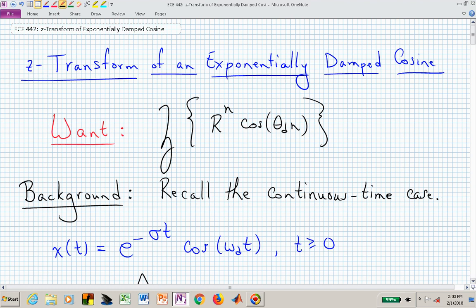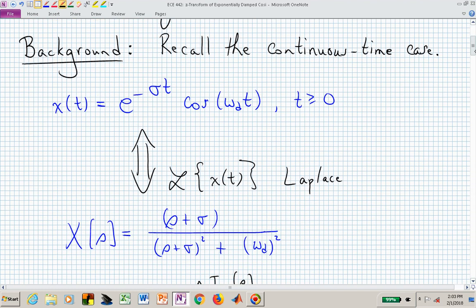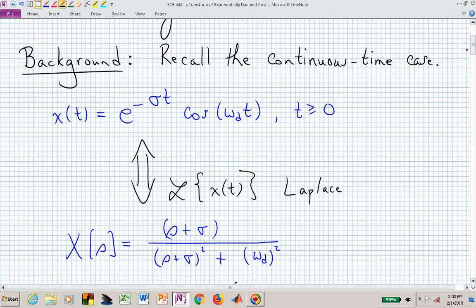In this video, what we're going to examine is finding the z-transform of an exponentially damped cosine waveform. That's what we want to end up with. But before we go through the nuts and bolts of that, let's connect it with what you've probably already seen or are familiar with, and that's the exponentially damped cosine in a continuous time setting.